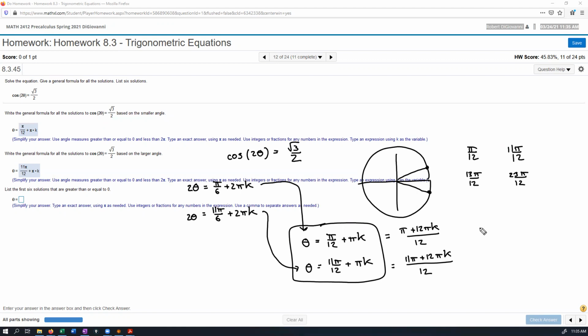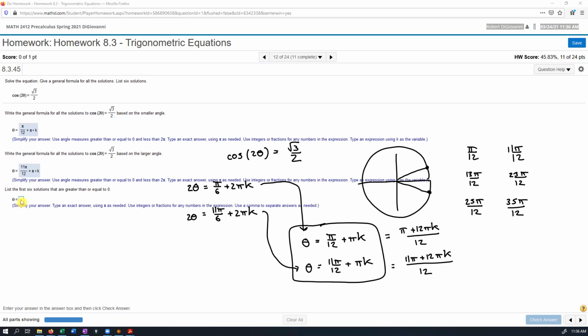Okay, they want 6 solutions. So let k be 2, that's 24 plus 1, that's 25 pi over 12. And if I let k be 2, here's 24, 26. I'm at 24. Is that right? Hold on. When k was 1, well, that's 23. When k is 2 is 24, 35, sorry, 35 pi over 12. Okay, that should be it. That should be the first 6.